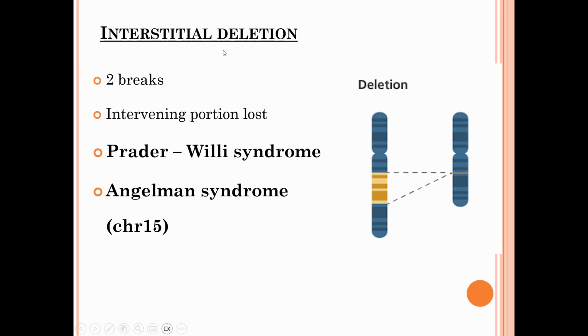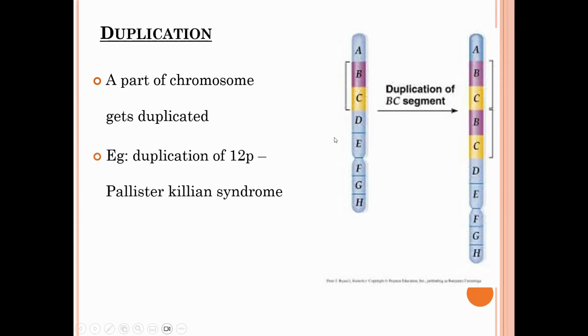Then there is interstitial deletion. Here the deletion is happening not at the end, but within the chromosome. So two breaks are there, one break happened here, one break happened here, so this part gets lost. The intervening portion is getting lost. Two examples are there, one is Prader-Willi syndrome, another one is Angelman syndrome, and that is happening at chromosome number 15.